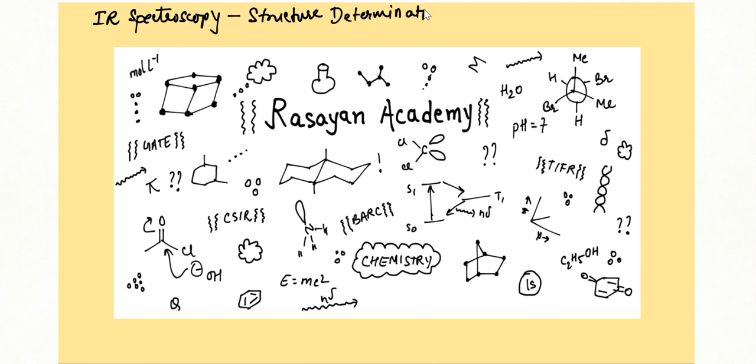This is the fourth video in the same series, so I'm just writing 4 over here. Today, we are going to talk about the structure determination of alcohols and phenols and ethers. So let's begin with it.